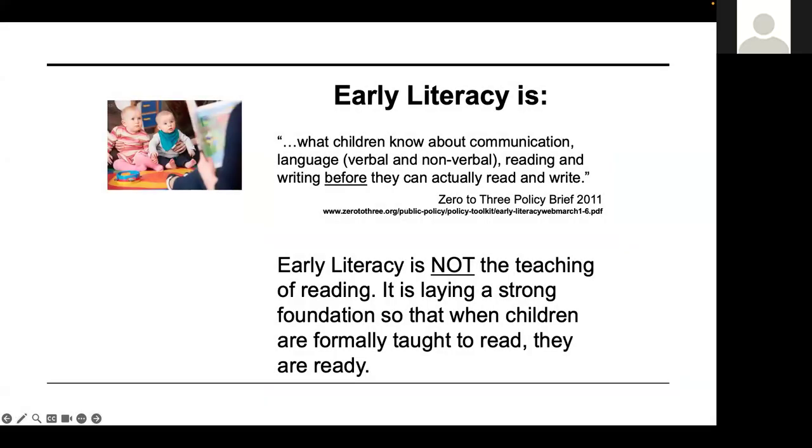Okay, so let's talk a little bit about what early literacy is. It's what children know about communication, language, both verbal and nonverbal, reading and writing before they can actually read and write. So it encompasses all of a child's experiences with conversations, stories, books, print. It's not the teaching of reading, it's laying the foundation for reading. That's an important point for us to keep in mind.